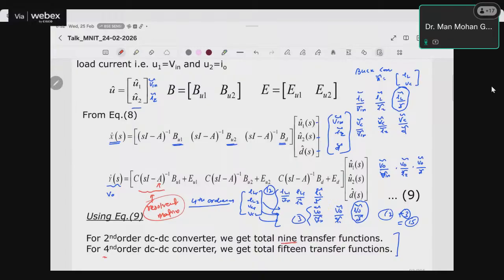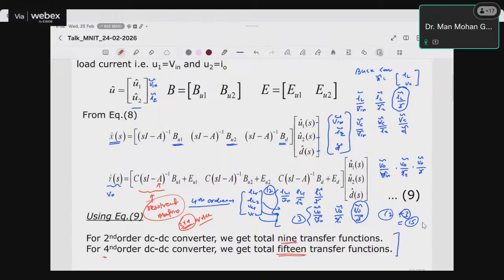For fourth order, there are 15. Can any one of you tell me, please, how many transfer functions will be there if the order of the converter is third order, using this calculation? Please put it in the chat box. Your answer may be wrong also, just try.